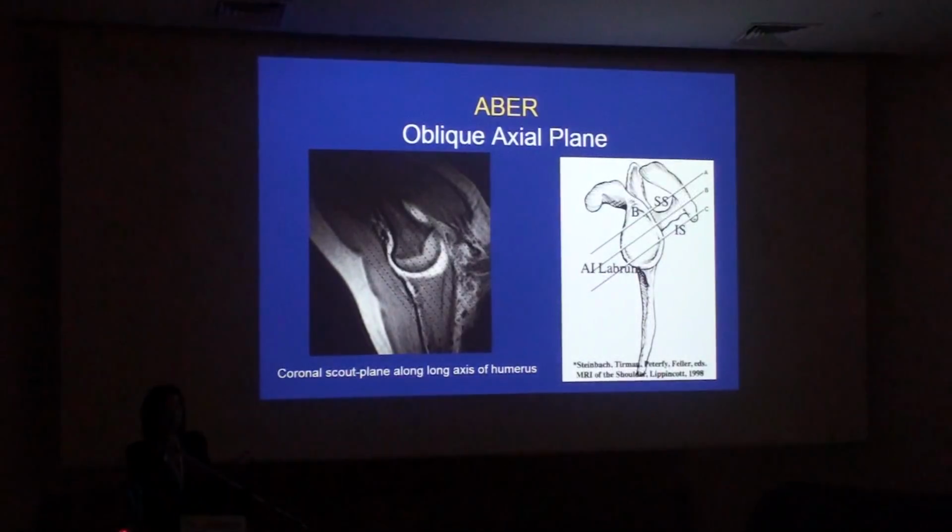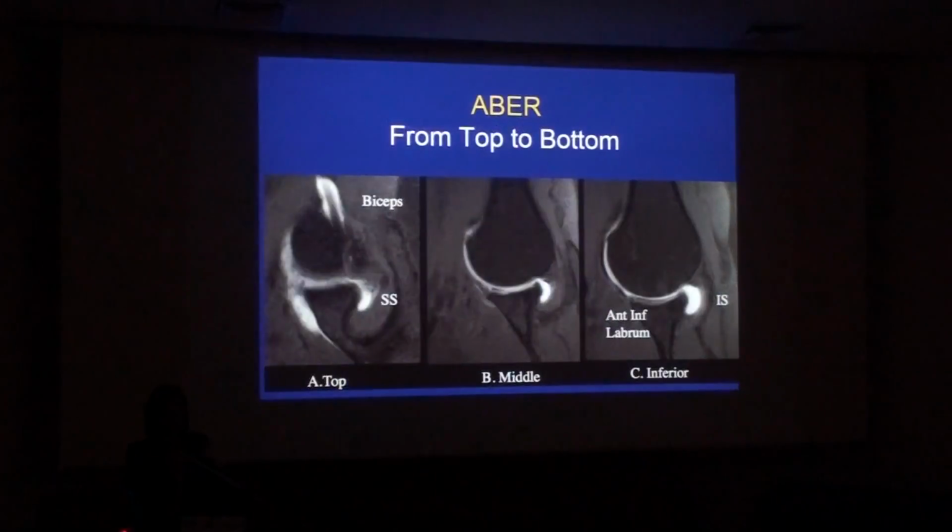The technologists need to be aware of how to get the ABER images. You get a coronal scout of the humerus, and then you do your long axis along the shaft. And that gives you these oblique axial images that go through the glenoid rim and along the undersurface of the supraspinatus and infraspinatus tendons. From top to bottom, the way to get oriented is to see that the biceps is at the top, and you're going to see the Anterosuperior Segment and the Periosteal Segment at the top. And then as you go down, you're going to pick up your Inferior labral tears that we're talking about.